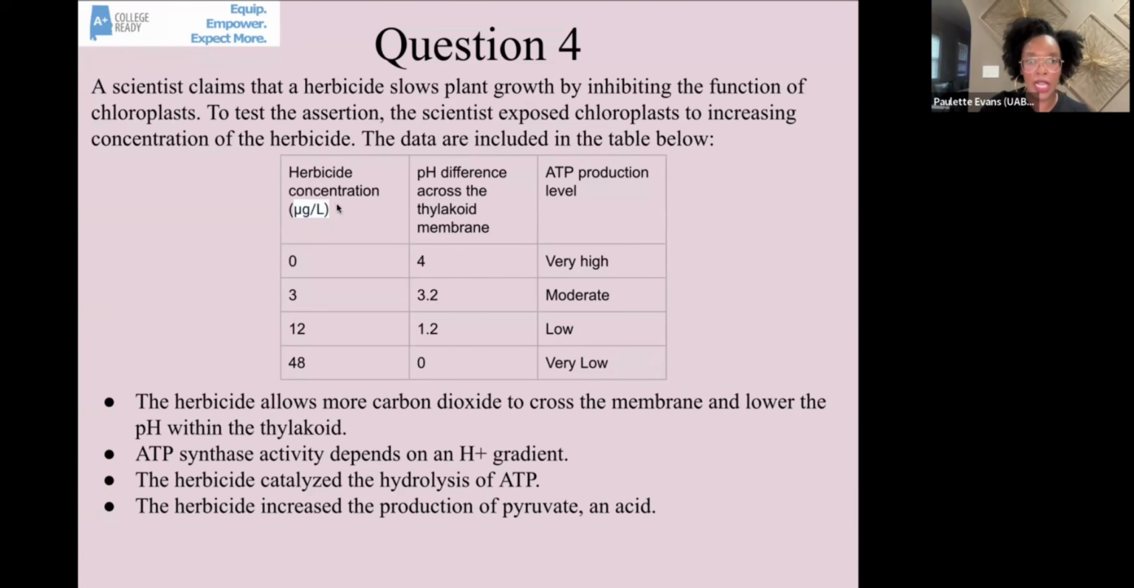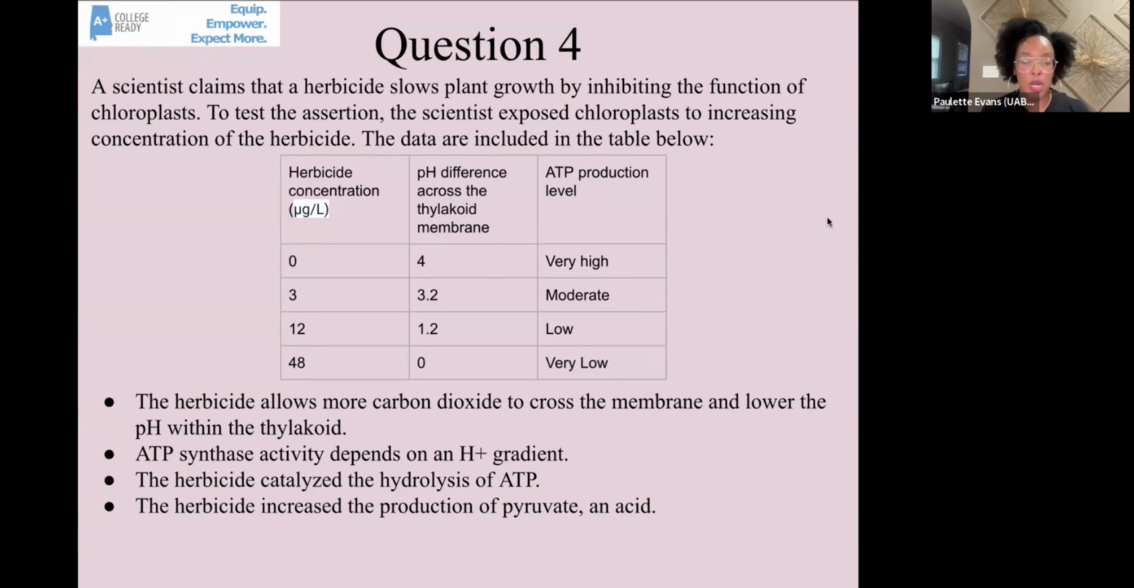You've got the herbicide concentration, which is increasing, and the pH difference across the thylakoid membrane. Think to yourself where we talked about pH difference, when we talked about acid base. You see that difference? And then you see ATP production level. Let's look at the possible answers.